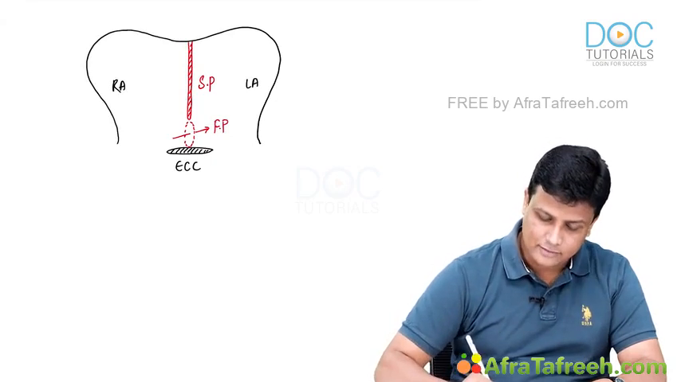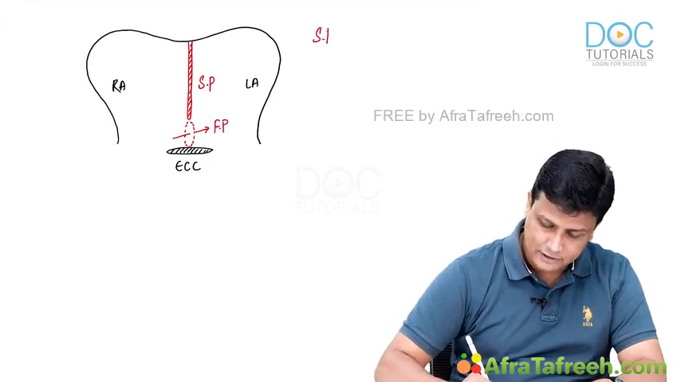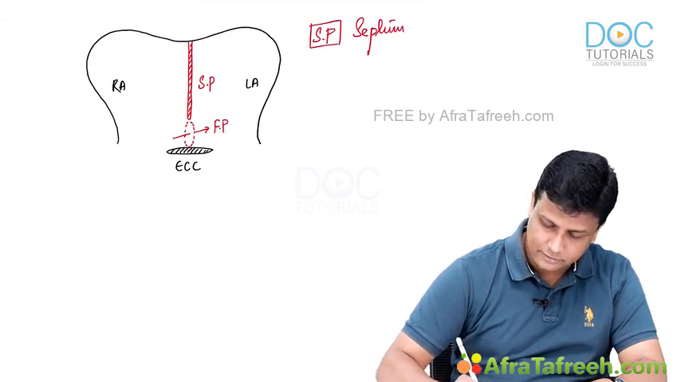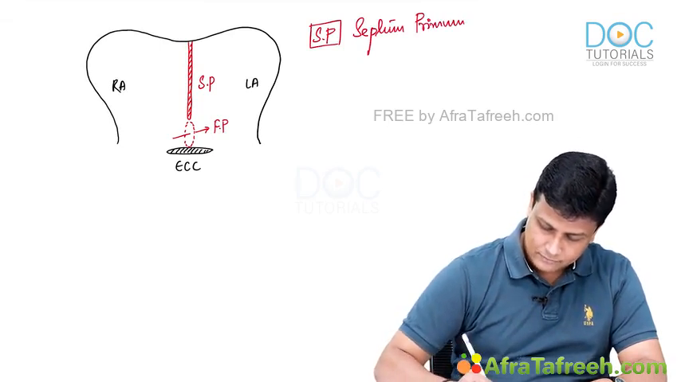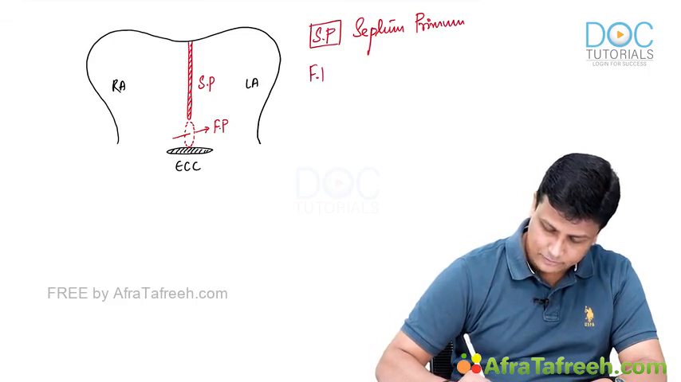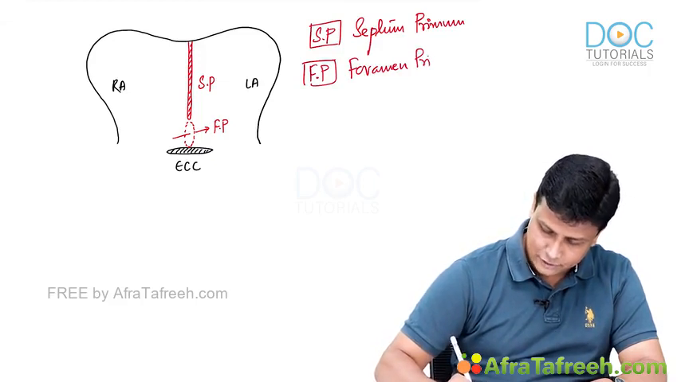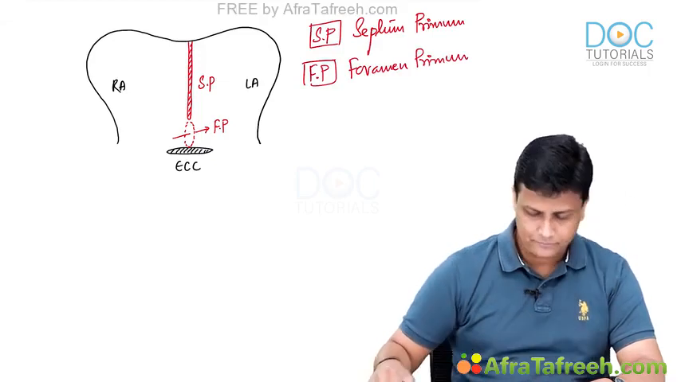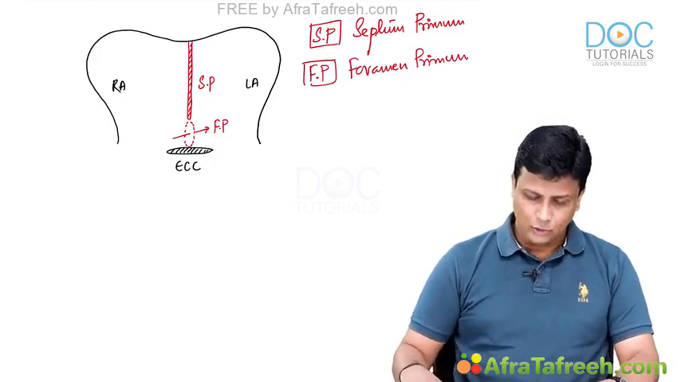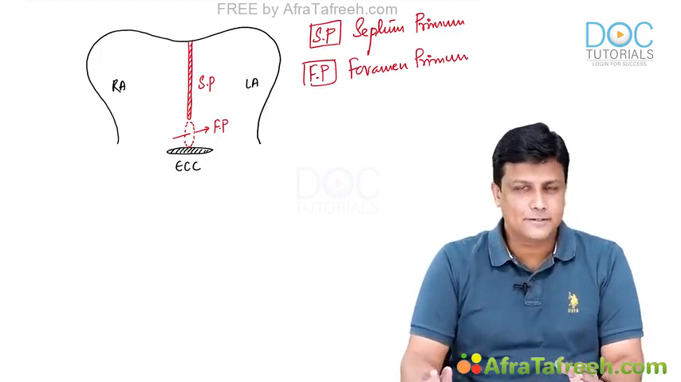So let us write down the full names a little bit away from here. SP here stands for septum primum, and then FP here stands for foramen primum. Primum, of course, means the first one. It is the first one to be formed here. Till here, no doubt. No student will have any doubt till here, guys.